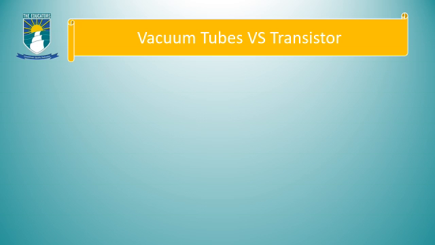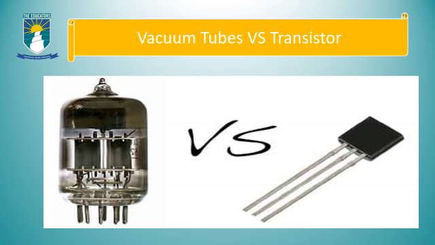After reading the first generation and the second generation of computers, here is a comparison between vacuum tubes versus transistors. Vacuum tubes are used in first generation and transistors are used in second generation. The time period of vacuum tubes is 1940 till 1956, and the time period of transistors is 1956 till 1963.